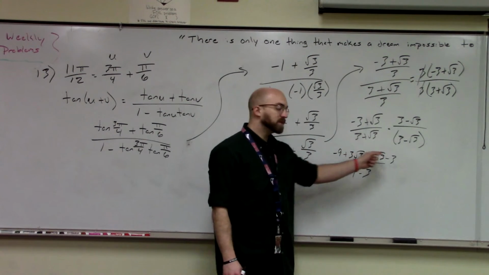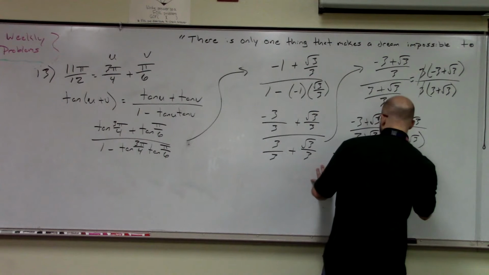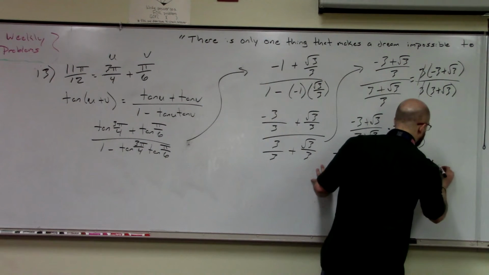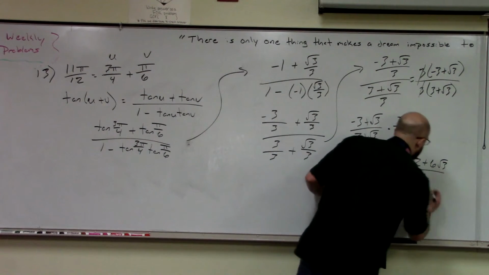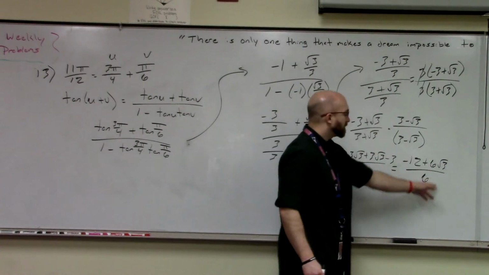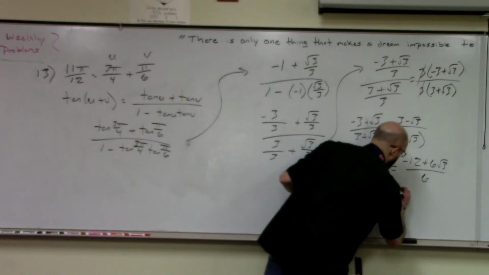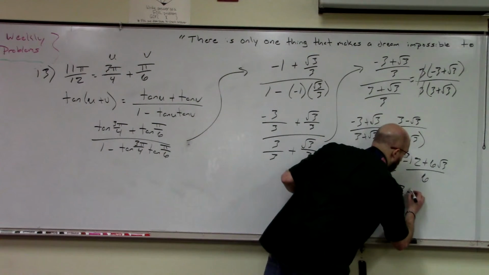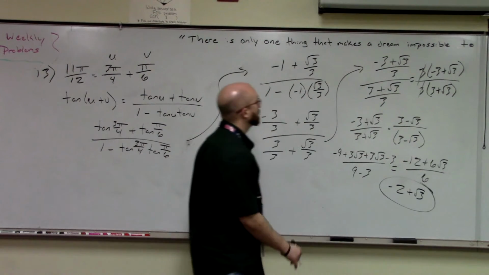When we add them, we only add the numbers in front. So this all ends up being negative 12 plus 6 square root of 3 all over 6. Go ahead and reduce that down though, because the 6 goes to the 6, and the negative 12 goes to the 6 as well. So we get negative 2 plus square root of 3 as our final answer for that one.